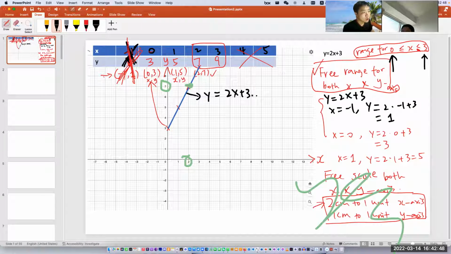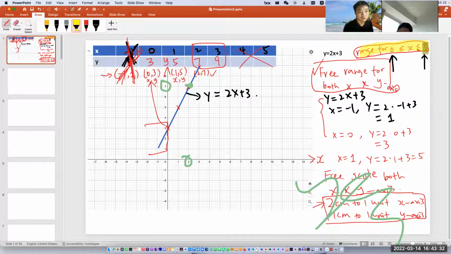And by the way, my question to some of the students is, can you extend it beyond? Can you see I extend it beyond the y-axis? Can you extend this beyond? Depends. What's the range given in this question? So there is a range given for the x, right? So basically the range is to limit the length of your straight line.